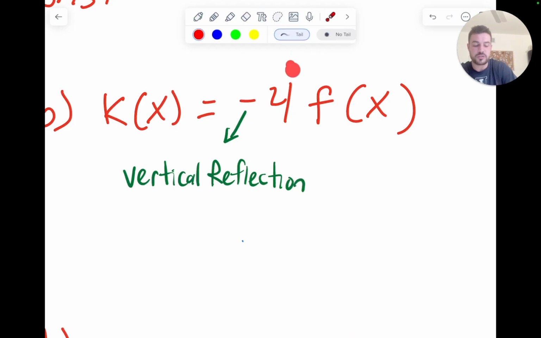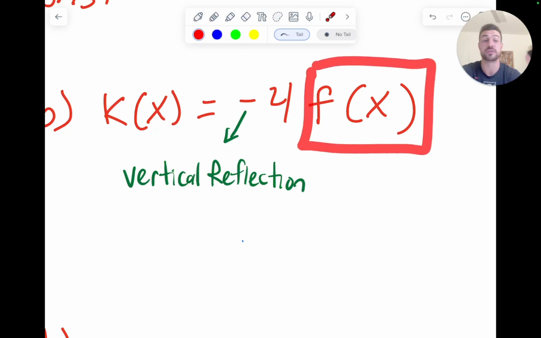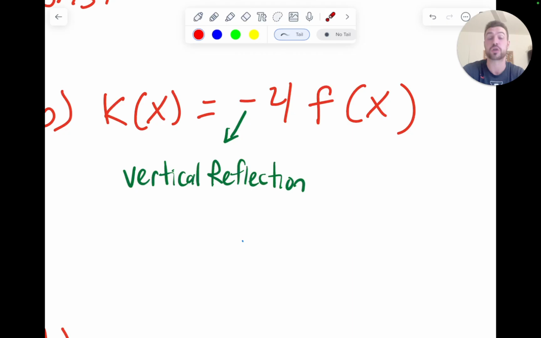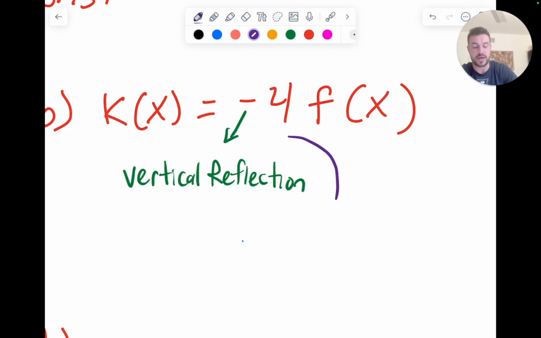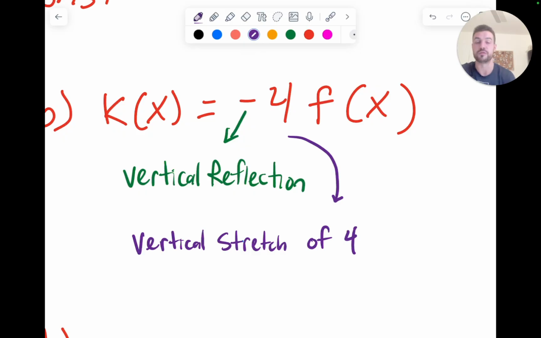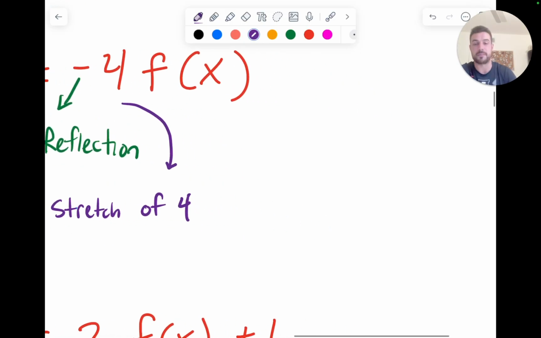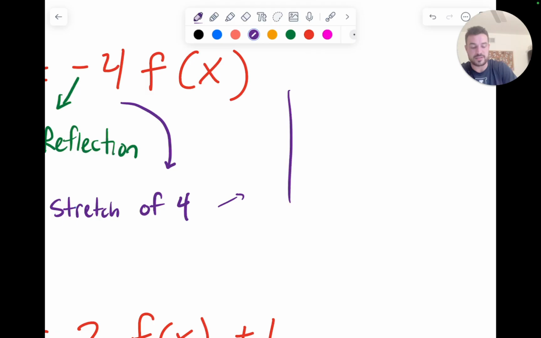But then we are also multiplying by 4. All right, we're multiplying our outputs. Our outputs are like our y values, so it is a vertical transformation. So we have a vertical reflection, but then we also have, well, if you were to multiply a table of values and you multiply their outputs by 4, we call that a vertical stretch of 4.